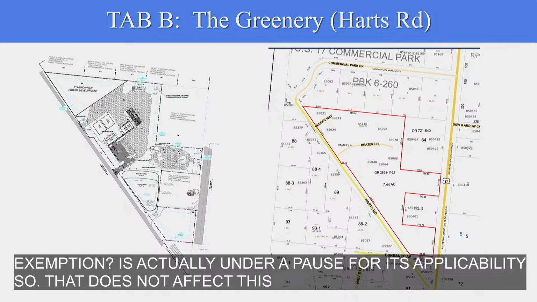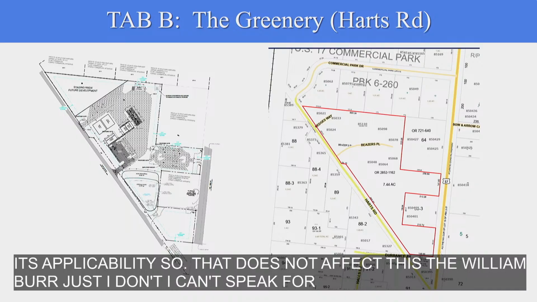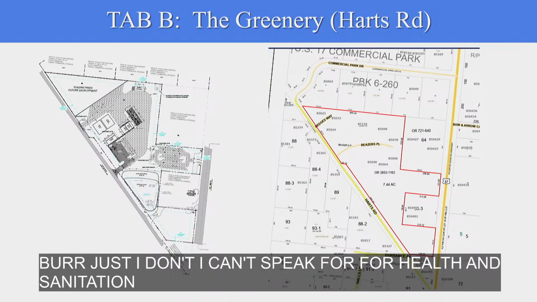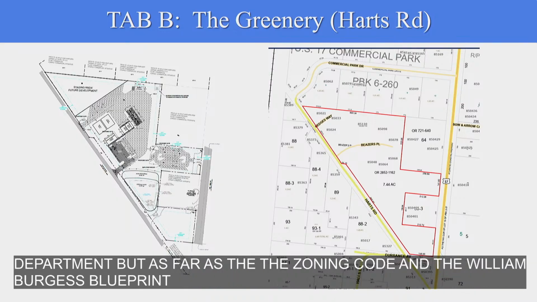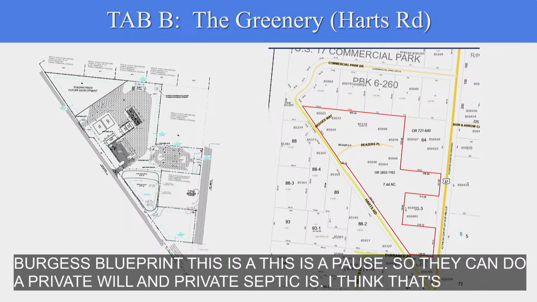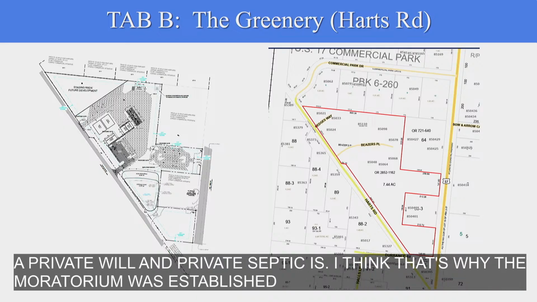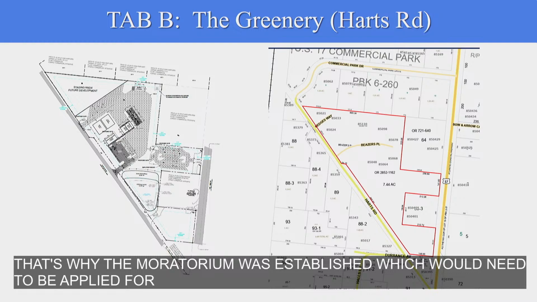The William Burgess, I can't speak for health and sanitation and the health department, but as far as the zoning code and the William Burgess blueprint, this is a pause area, and that was put into effect by ordinance by the county. So they can do a private well and private septic? I think that's why the moratorium was established, because it was taking longer. It would need to be a private well and private septic, which would need to be applied for, so that's all I have.